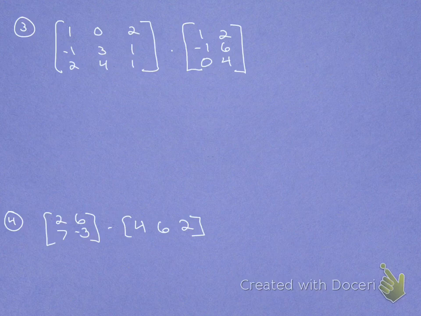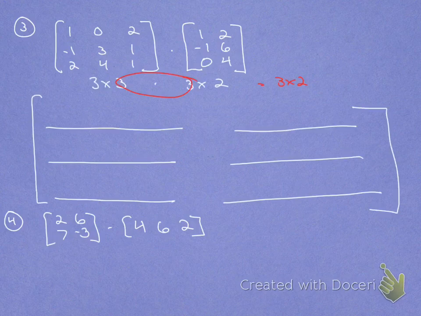Okay, try the next one. A few more terms, so a few more rows or columns in your final answer. See how far you can get on this one. Pause your video. Okay, at least check that you got the dimensions correct. 3 by 3 times a 3 by 2 will result in a 3 by 2 answer. So 3 rows, 2 columns.